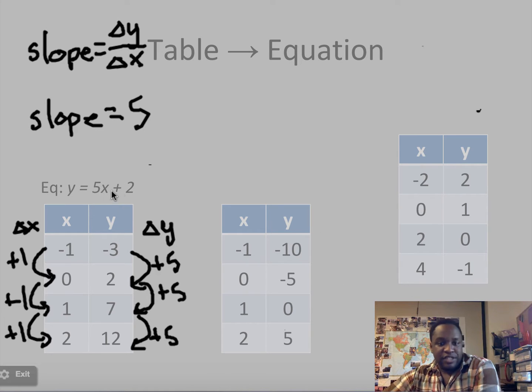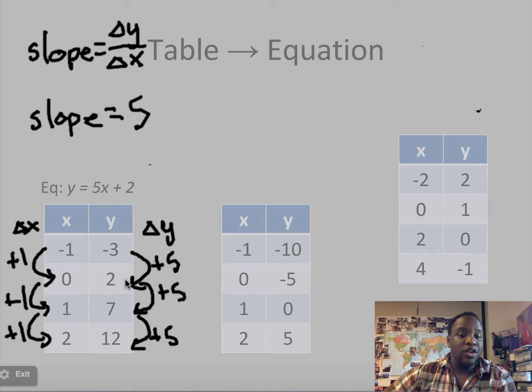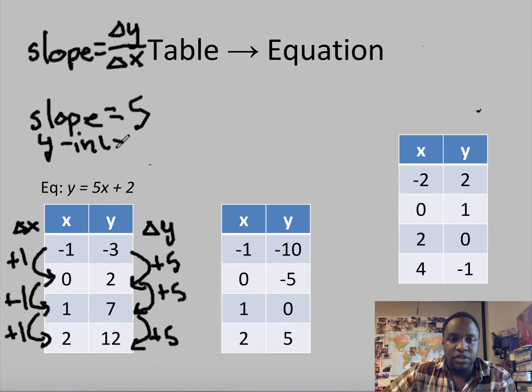Sorry for the distracting blue background. Next, it's already given to you. So we know the slope is 5. Now there are 2 ways that we can go about this. We can either put it into slope-intercept form, and we can find the y-intercept. The y-intercept is when the x is 0. So when x is 0, whatever the y value is, that is the y-intercept. And here we have x is 0 and y is 2. So we know that the y-intercept would be equal to 2. But let's say we didn't have this 0.